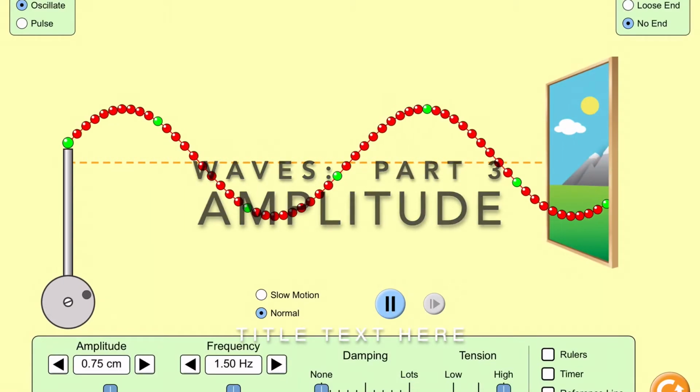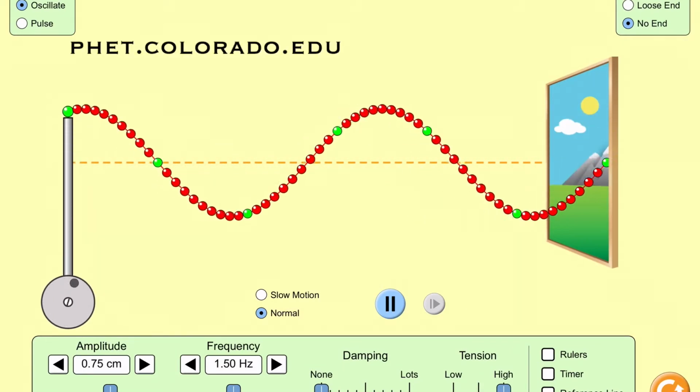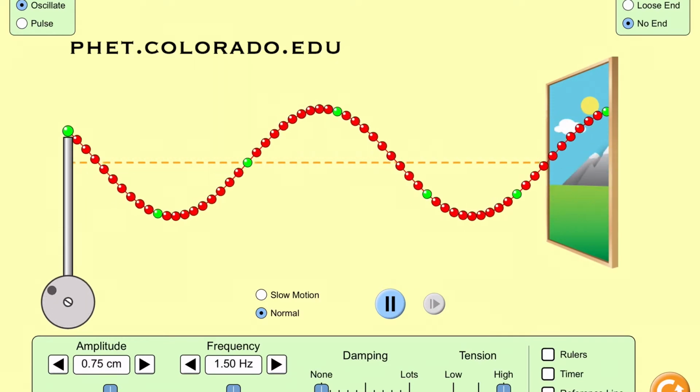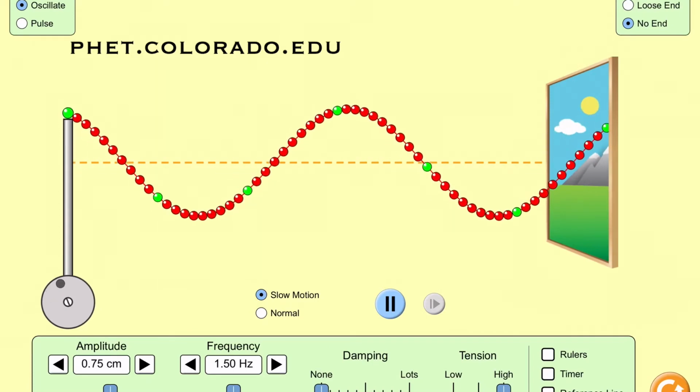This is part 3 of my series on mechanical waves, and in this video we are introducing the concept of wave amplitude. So on the screen I'm showing you a wave moving through a string of beads. I'm going to slow it down a bit so you can see it a little better.